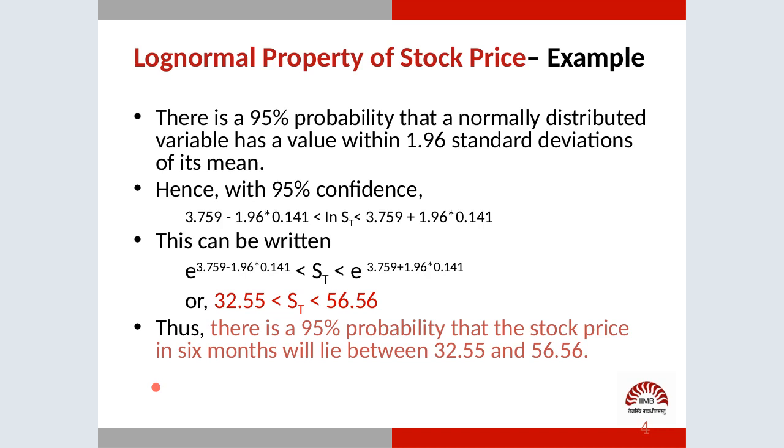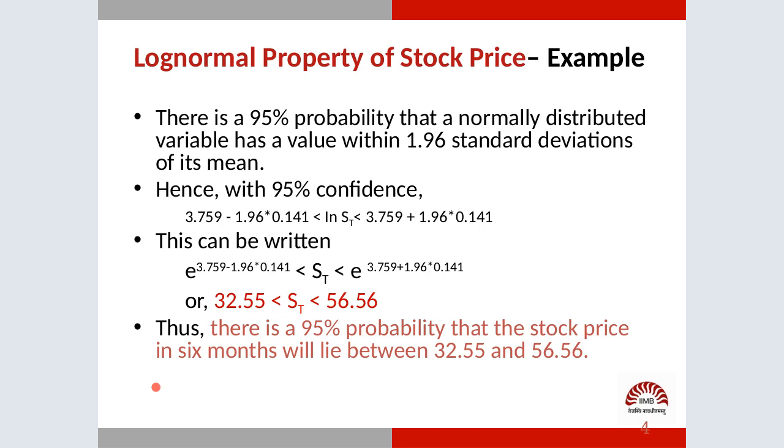If that is log of ST, we are not really worried about log of ST. What we want to find out is what should be the confidence interval for ST. And how do I get from log of ST to ST? Just take the exponential. E to the power of log of ST is ST. So if I take e to the power of the function on both sides, I will get 32.55 less than ST less than 56.56. So therefore, there is a 95% probability that the stock price in 6 months' time will lie between 32.55 and 56.56.